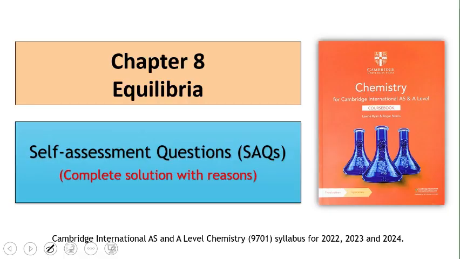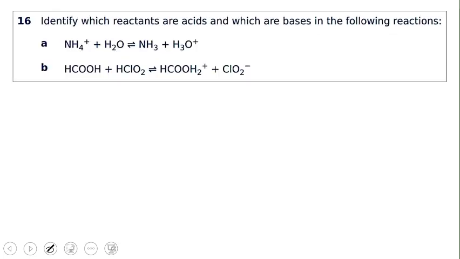Hey guys, so we are starting Cambridge International AS and A levels chemistry coursebook, and in this video we are going to cover self-assessment questions of chapter 8 Equilibria. Question number 16. Identify which reactants are acids and which reactants are bases in the following reactions.